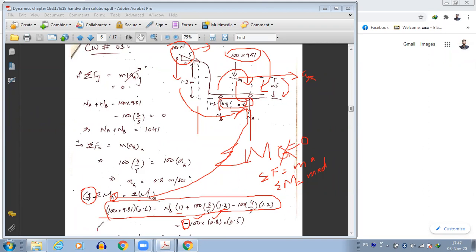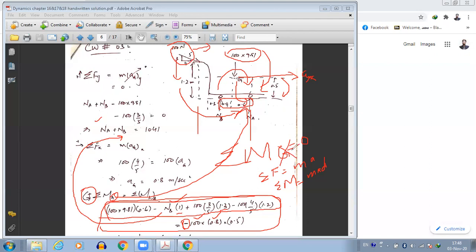So now we have this one equation where we can directly get what NB is. Once we have NB, we can substitute from here to here to find what NA is. Before moving forward, do you understand the solution of the problem or not? You can solve the problem the other way as well. Here I took the summation of moments at point A. You can take the summation of moments at G.